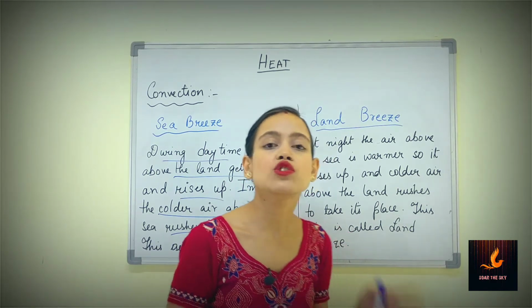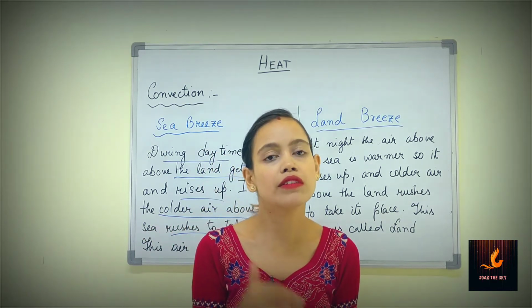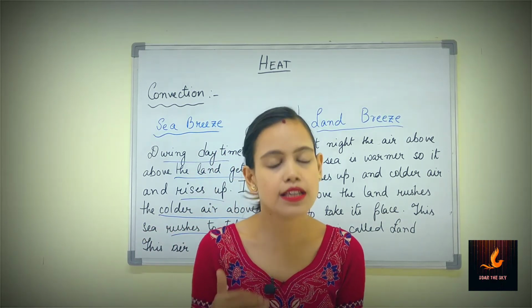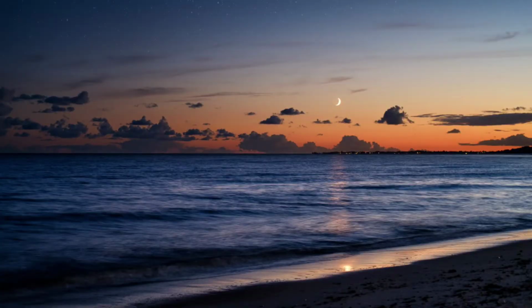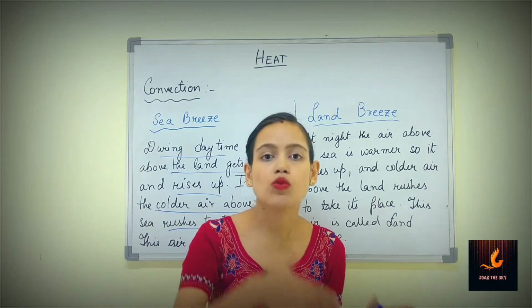So now the situation is completely opposite. The air above the land is colder while the air above the sea is hotter. The hot air from above the sea rises up, being lighter. Similarly, just as it happens during the daytime, during the sea breeze, the land has the colder air now. The air above the land is colder now. So it rushes to take the place, and the warmer air from the sea comes towards the land.